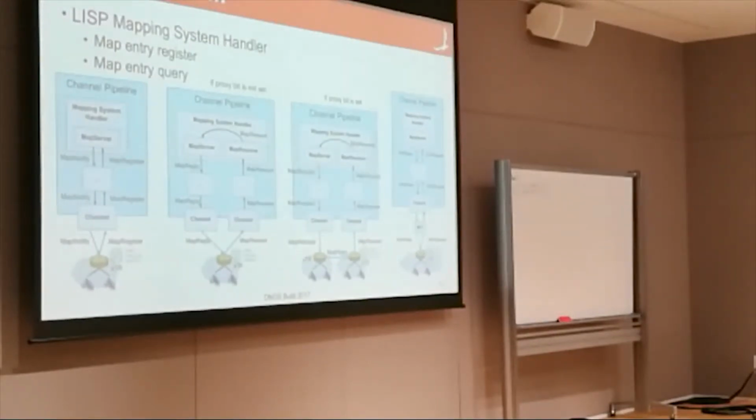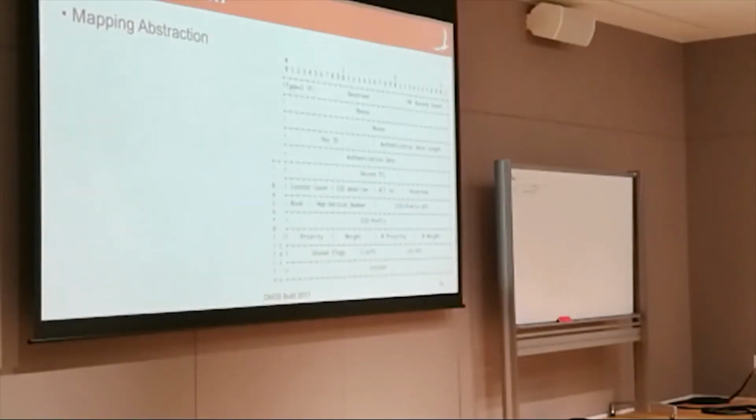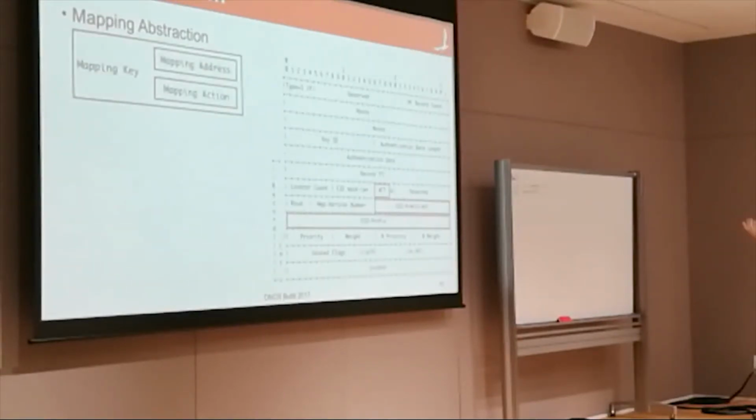This is a general channel pipeline that we designed. I don't want to go in deep because we are running out of time. So this is the mapping abstraction. In order to make this northbound, we actually abstracted some parts. There are several fields that can be used in common by some other mapping systems as well, not only LISP. So we extracted that like this.